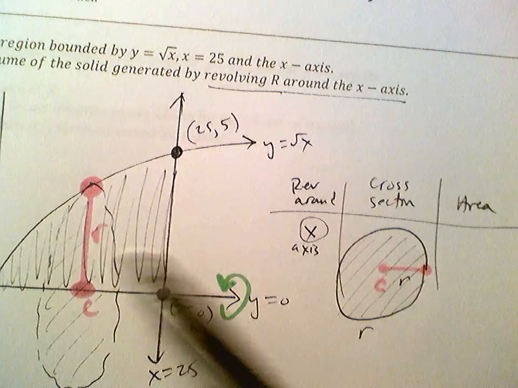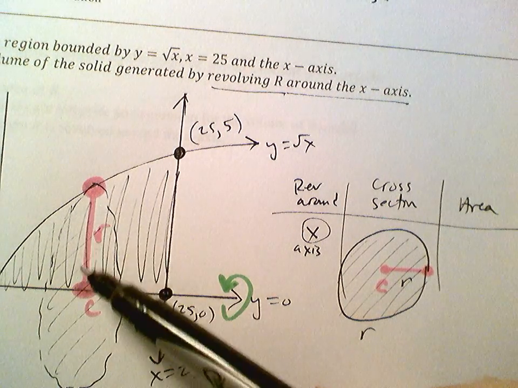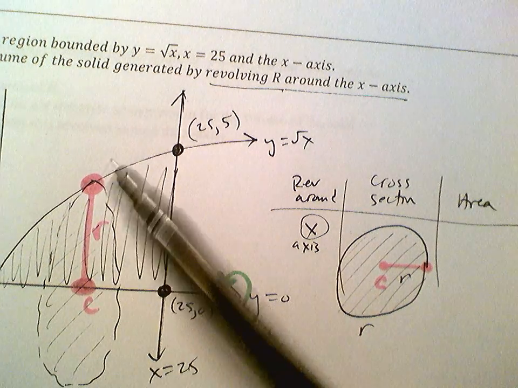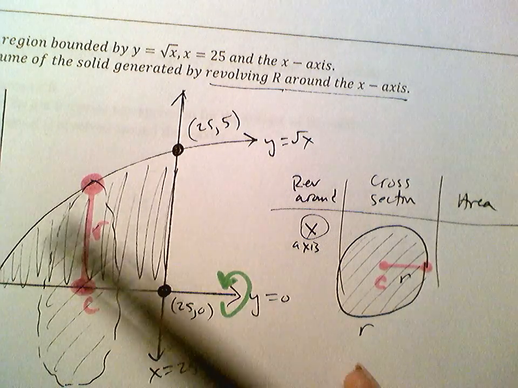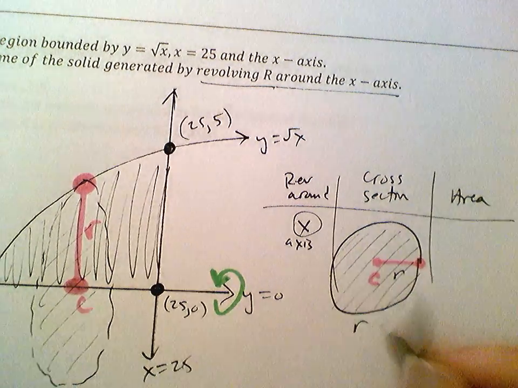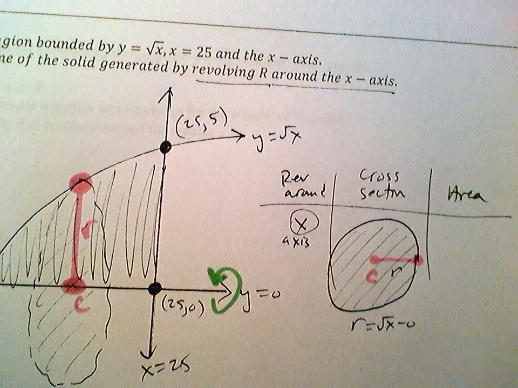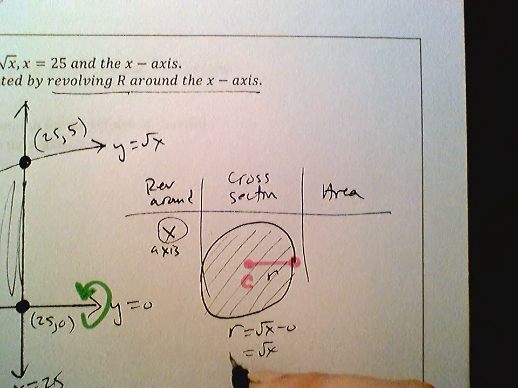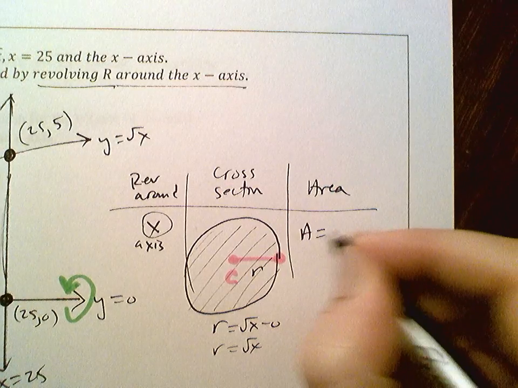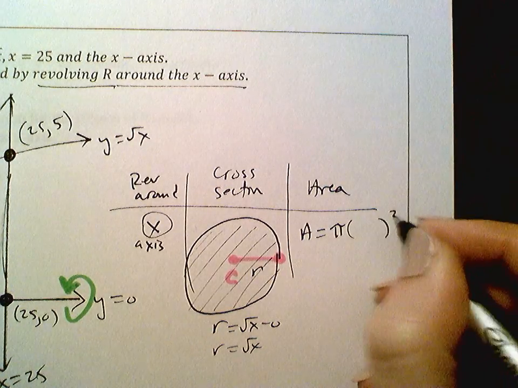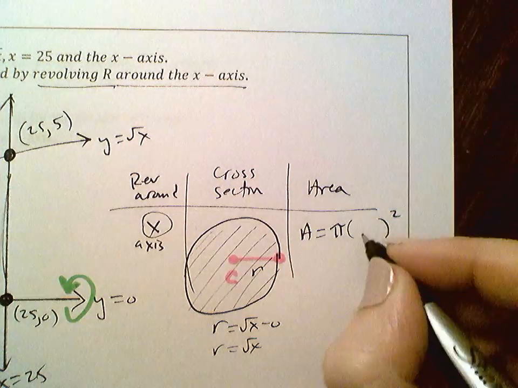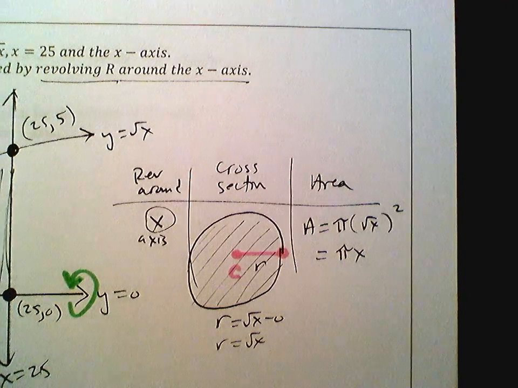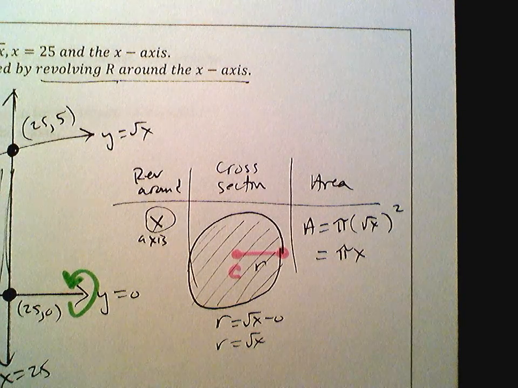So to find this radius, you ask yourself, to find a vertical length, you do top minus bottom. If I wanted to find a horizontal length, I'd go right minus left. But vertical length, so top minus bottom. So top minus bottom, this is radical x minus 0. So the radius is radical x minus 0, and you could just say radical x. So the area of this is a circle, so it's going to be pi r squared. And what is the radius? It's this right there. So pi radical x squared, so this is pi x, the area.